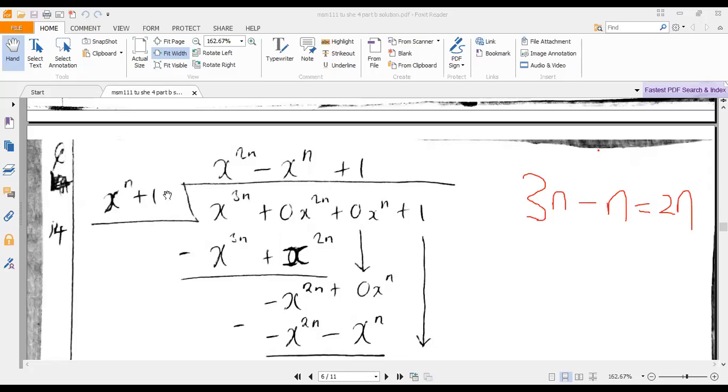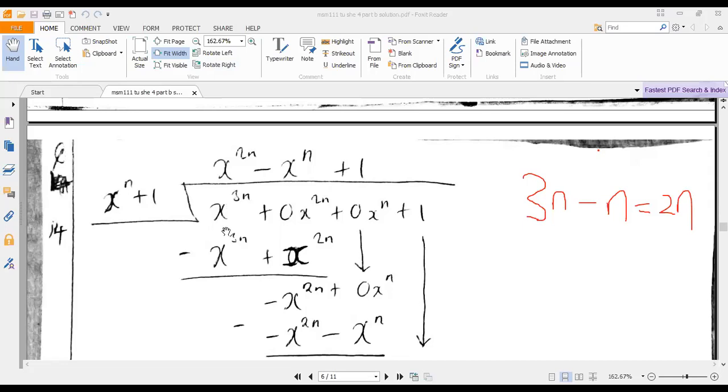So when you have this guy here, you start dividing. You have x to the power n into this guy. It will give you this one on top. Use the same principles, you know, when you're dividing polynomials. X to the power n into this guy. This guy, it's simple.